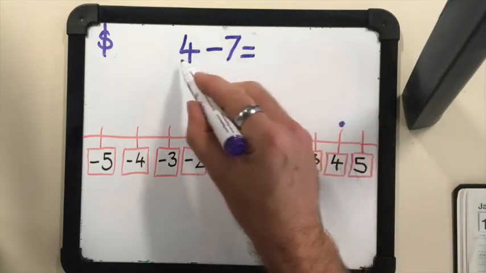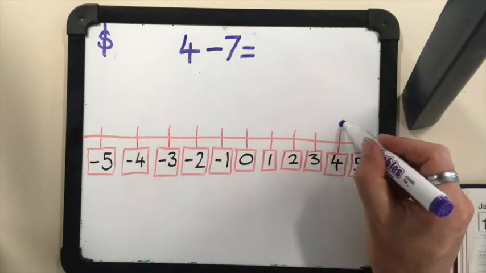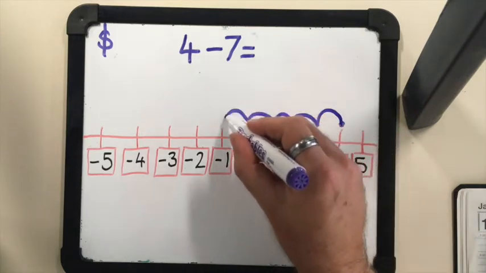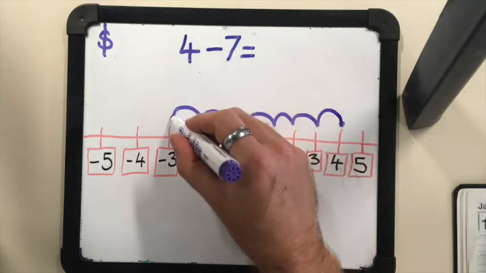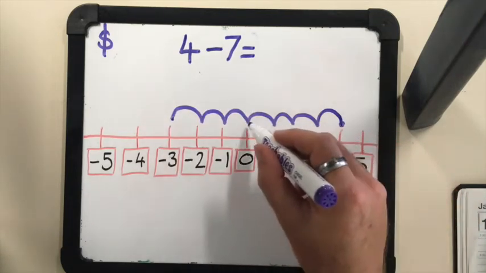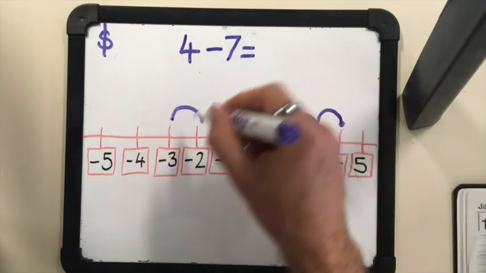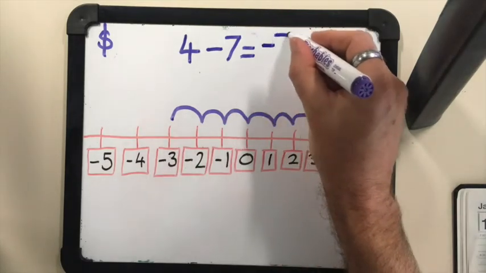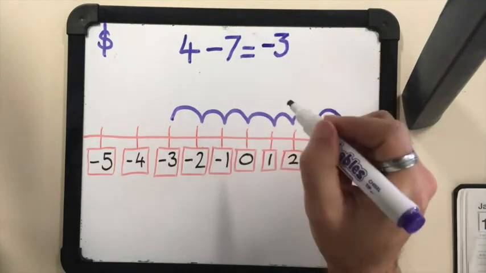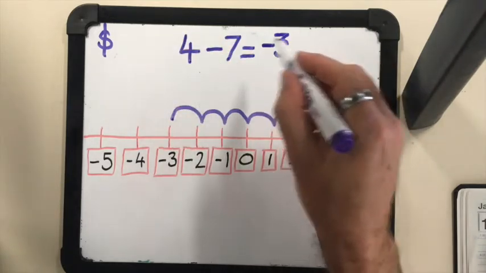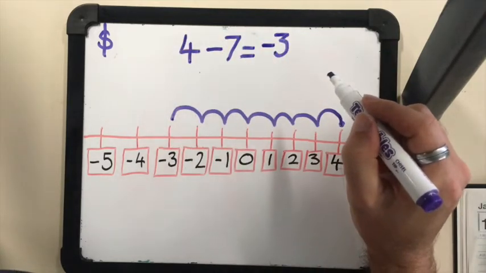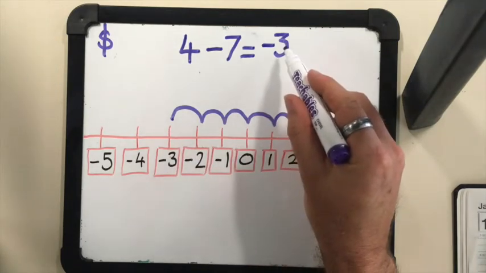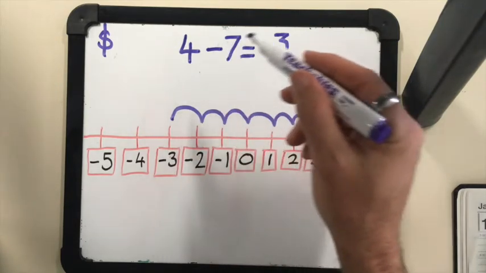I'm going to jump back 7 places from 4. 1, 2, 3, 4, 5, 6, 7. And I've landed on negative 3. Negative 3. Now let's put a why to this. Let's put a real world representation. I have borrowed $3 from the bank to get this new app.